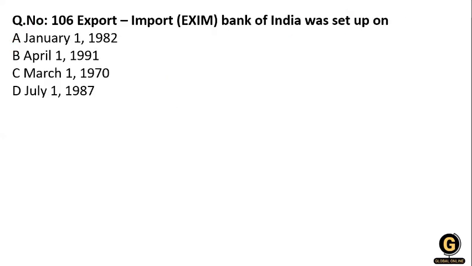Now the next question: export minus import. When was Exim Bank of India set up? The options are 1st of January 1982, 1st of April 1991, 1st March 1970, and 1st July 1987. So Exim Bank was established on 1st of January 1982. Clear? So option number A is correct.